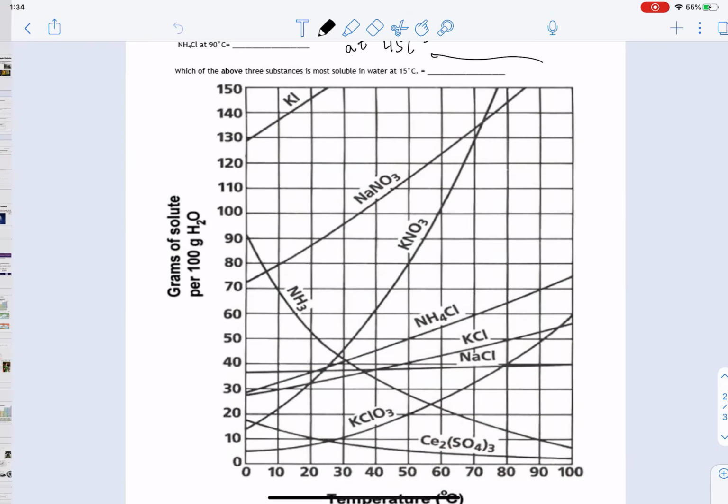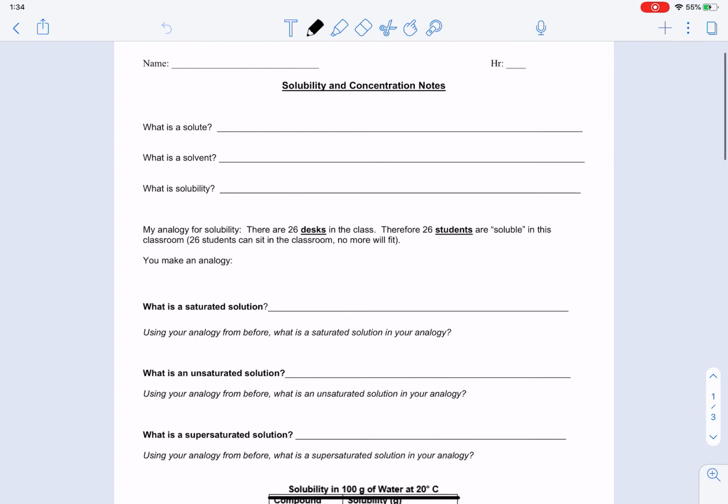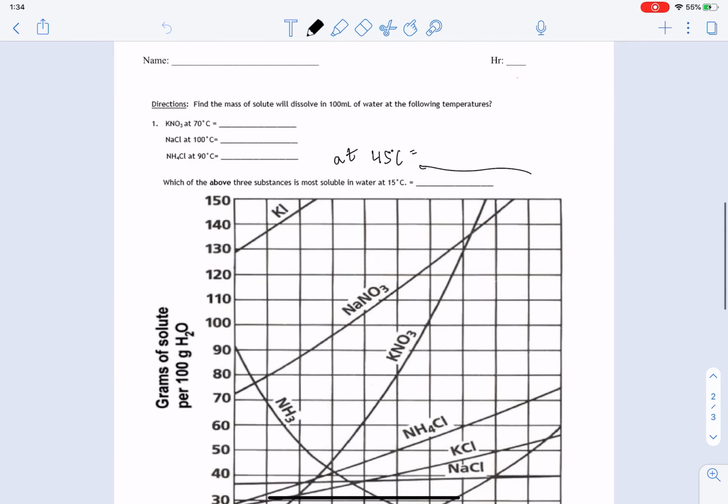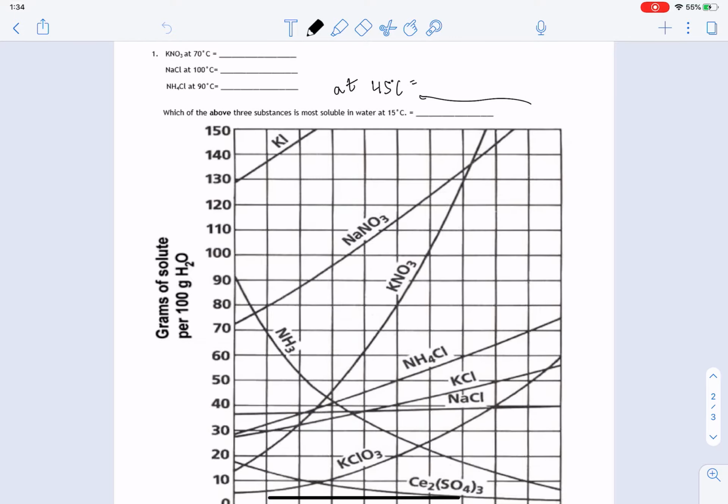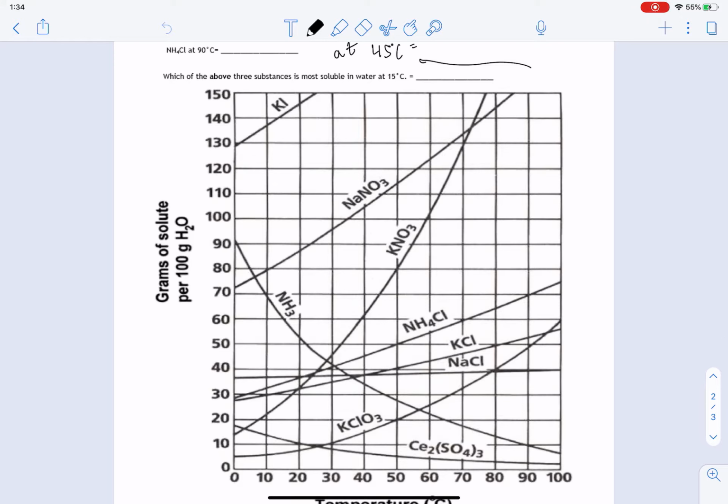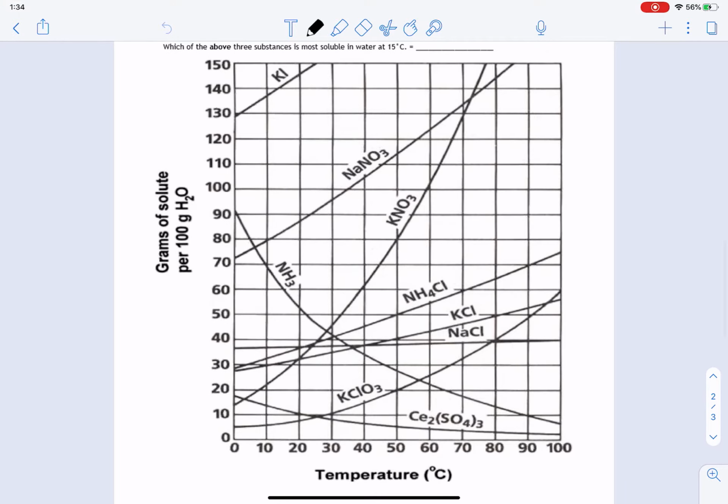So we'll go to our notes or handout that we're working on, and we're really going to focus on this page, and we're going to just go over this graph first, and then we'll start answering some questions together. So this is a solubility graph. This is going to tell us how many grams of solutes or compounds are needed to dissolve at certain temperatures, right? Because our x-axis is temperature.